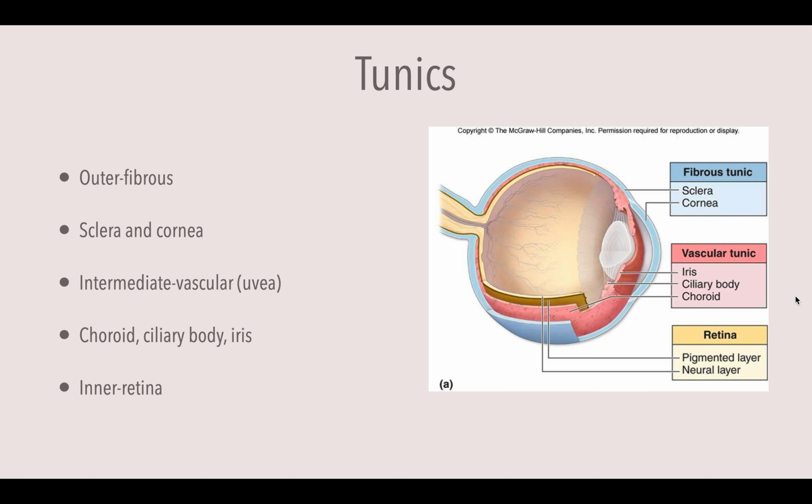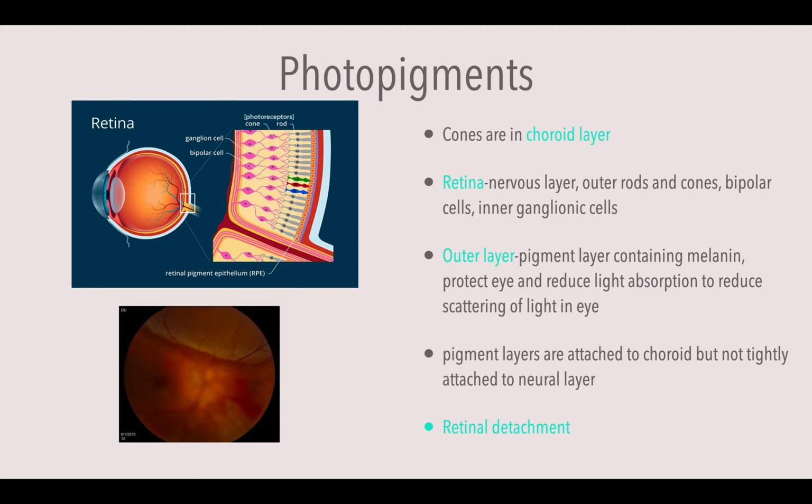So the tunics, the outermost is going to be your fibrous tunic, and it's going to be made out of both the sclera and the cornea. The intermediate, or the vascular, or the uvea, is going to be made out of your iris, your ciliary body, and the choroid. The retina is going to be your pigmented layer, and it's going to be your neural layer. The cones lie within your choroid layer, and that's a nice memorization technique. Cones, choroid.